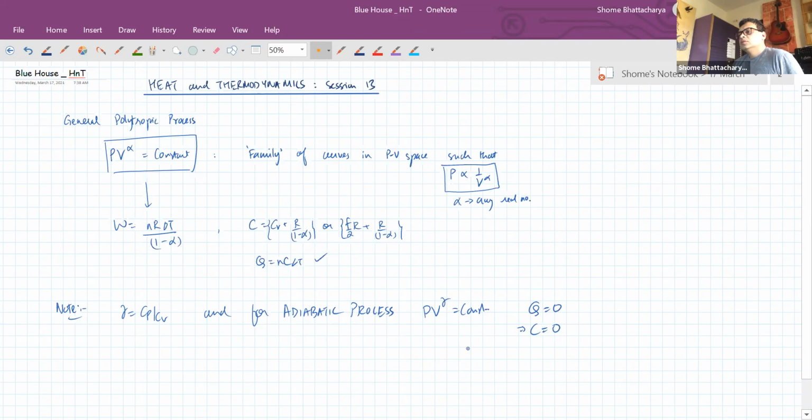So, gamma being Cp by Cv, we also saw it is 1 plus 2 by f. So there's an inverse relation over here that f by 2 is equal to 1 upon gamma minus 1. Therefore, Cv can be written as R upon gamma minus 1, and Cp can be written as gamma R upon gamma minus 1. So these are two additional relations that are useful to keep in mind: Cp and Cv in terms of gamma.